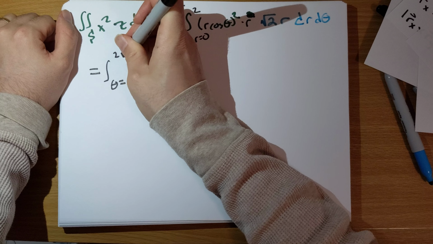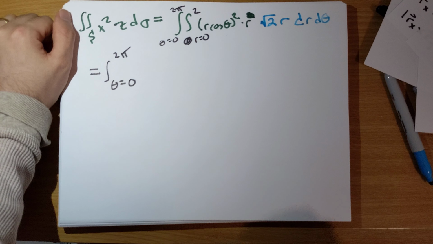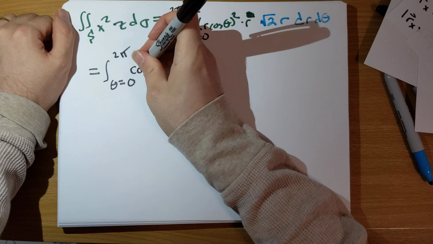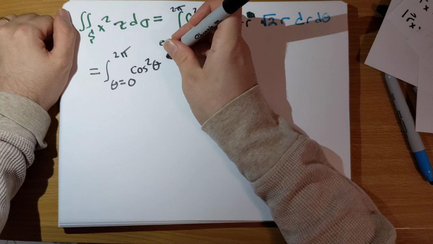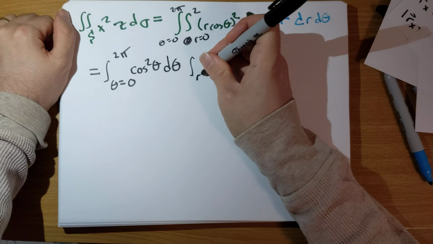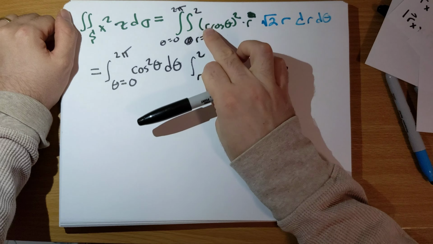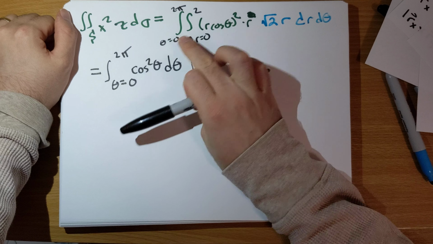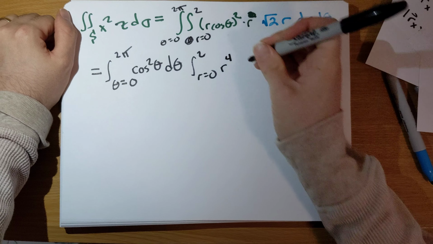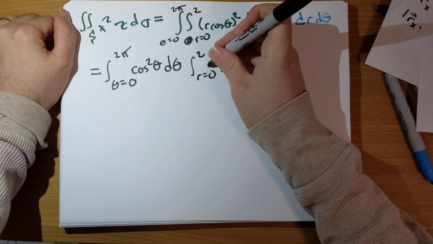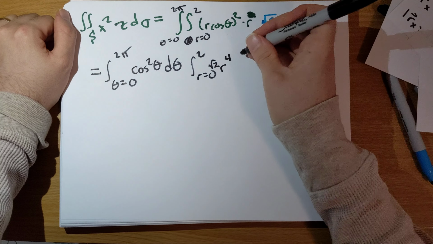Theta runs from 0 to 2 pi. I think we could split off the theta stuff. The only theta that we're integrating here is cosine squared theta d theta. R is running from 0 to 2. We have r squared, r, and r. So we have r to the 4th here. And then there's a factor of square root 2 that I'll just stick in there.